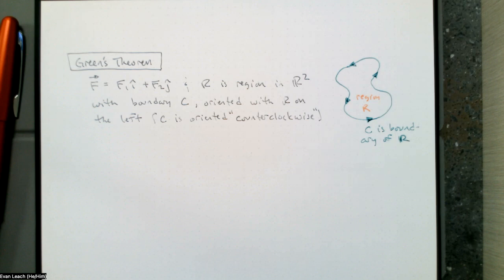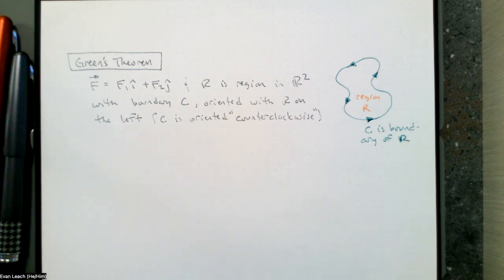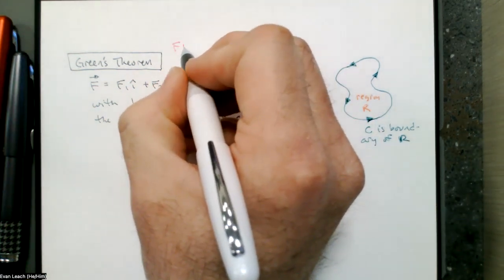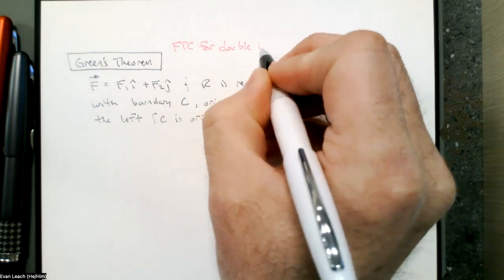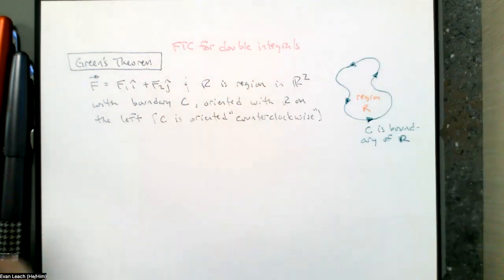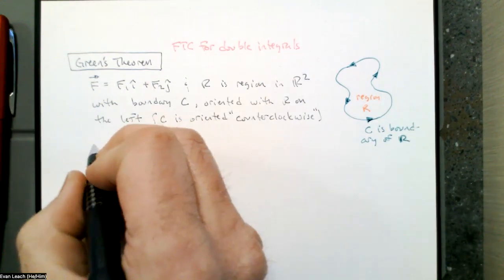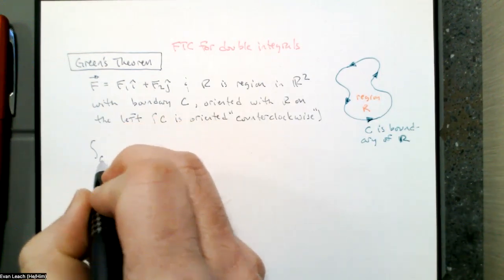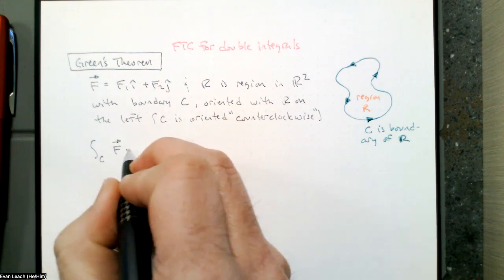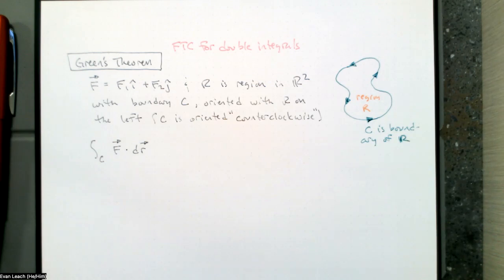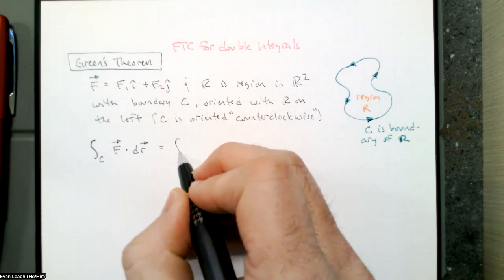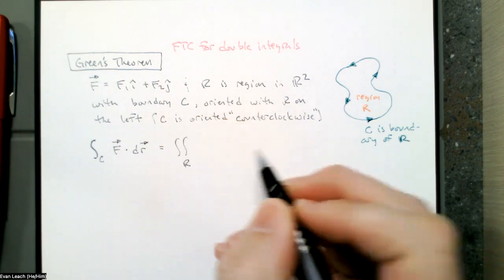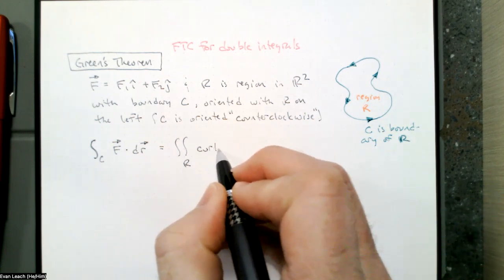Green's theorem is going to act as the fundamental theorem of calculus for double integrals. That's the way we're going to think about Green's theorem. So Green's theorem says that the integral around C of this vector field dot dr, the line integral around the boundary, is equal to the double integral over the region of the curl of f.